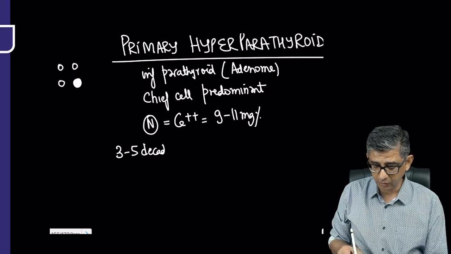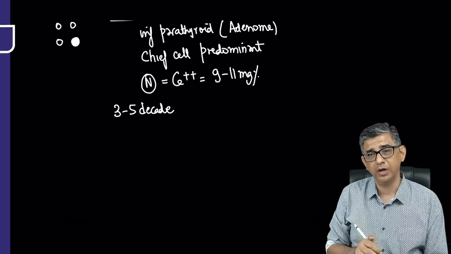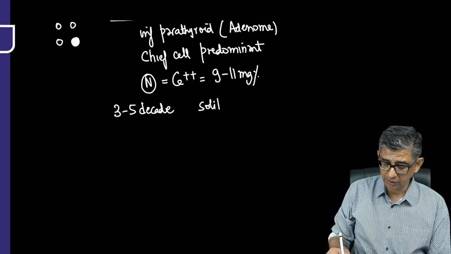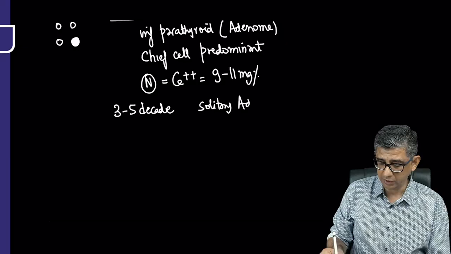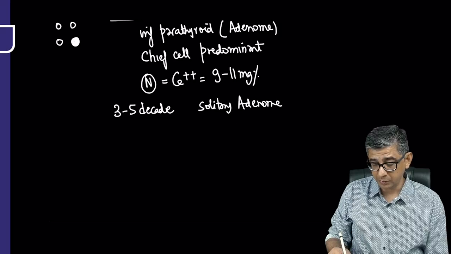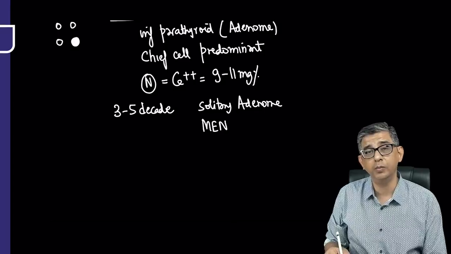And let us now look at why this person would come to you. One broad term that I can describe for this individual is having a solitary adenoma. One possibility is that in one of the parathyroid glands, there is a tumor. Sometimes these patients could have an association with multiple endocrine neoplasia.